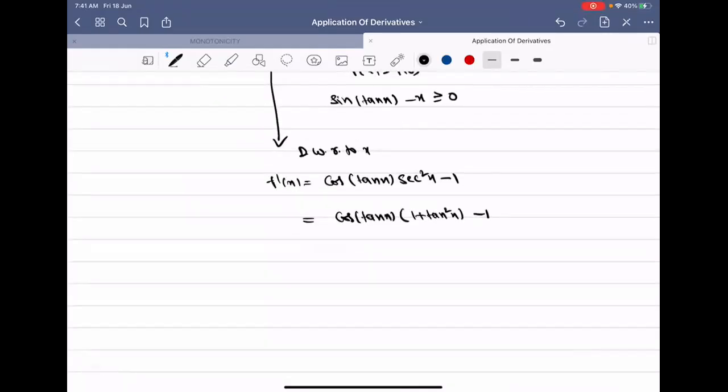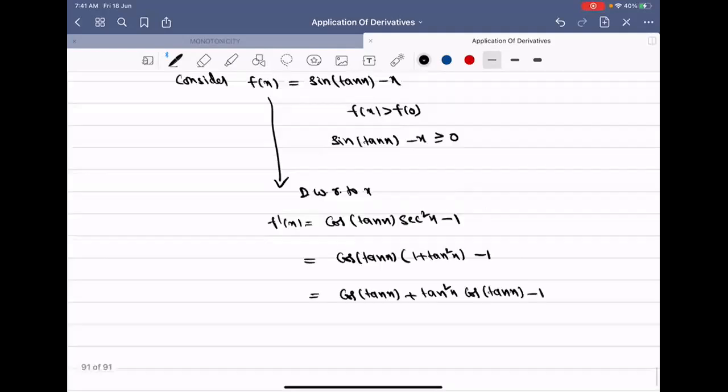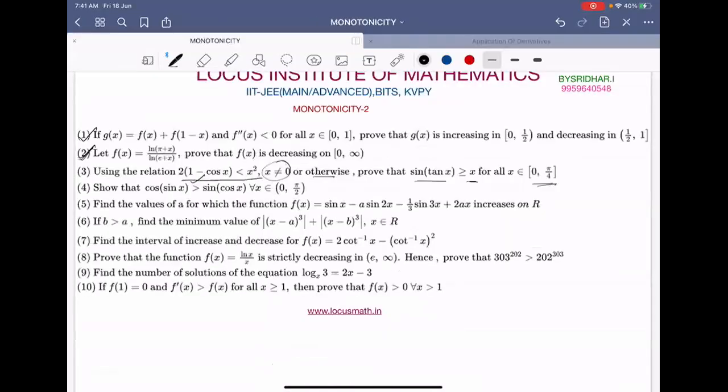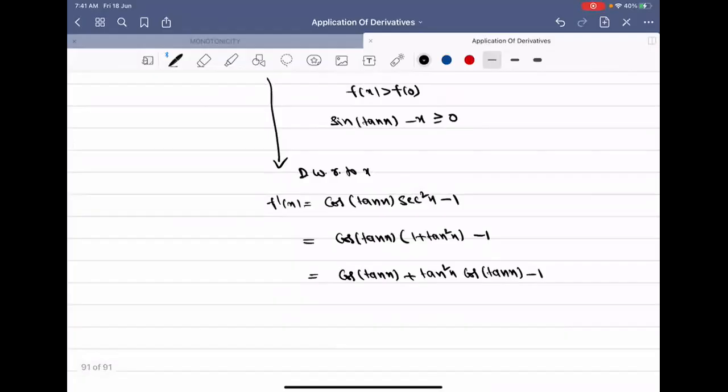Now if you open the bracket, what you get is cos of tan x plus tan square x into cos of tan x minus 1. Now the given condition is 2 times (1 minus cos x) is less than x square. By rearranging terms, from the terms cos of tan x and minus 1, you can take out minus common. If you take out minus common, this is equal to 1 minus cos of tan x.